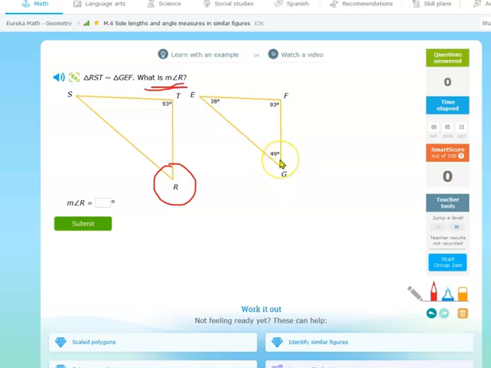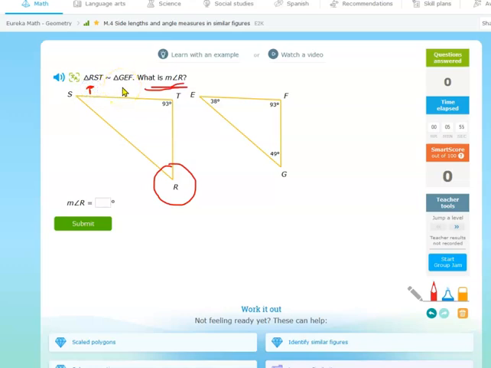I think that it's G, but just to be sure, I'm actually going to use this similarity statement right here just to verify which of these angles over here actually does correspond with R. So I'm going to look at the similarity statement, and I'm going to see that letter R is the first letter in this part of the similarity statement. Can you guys see that?